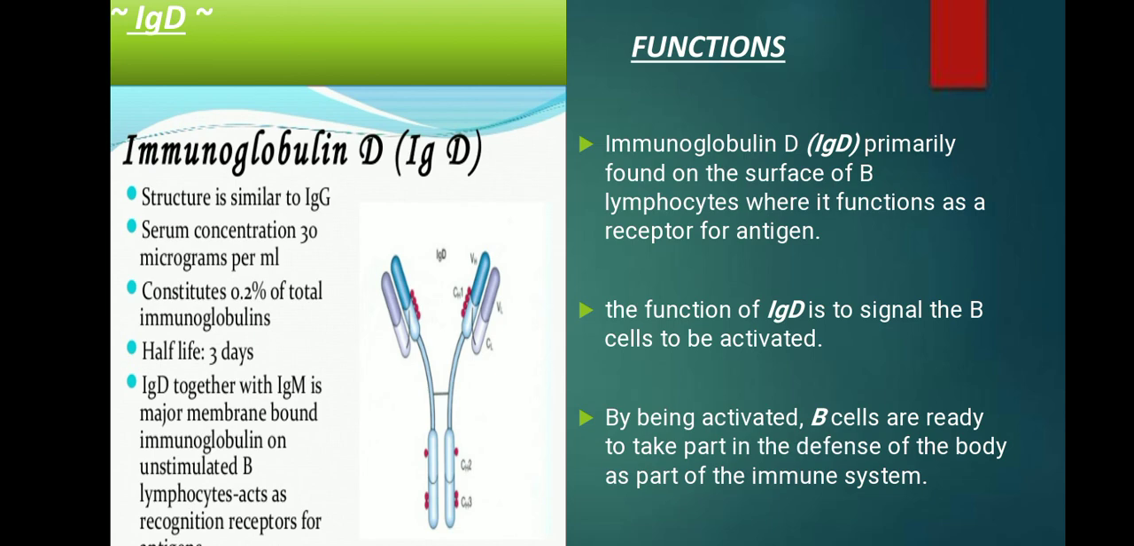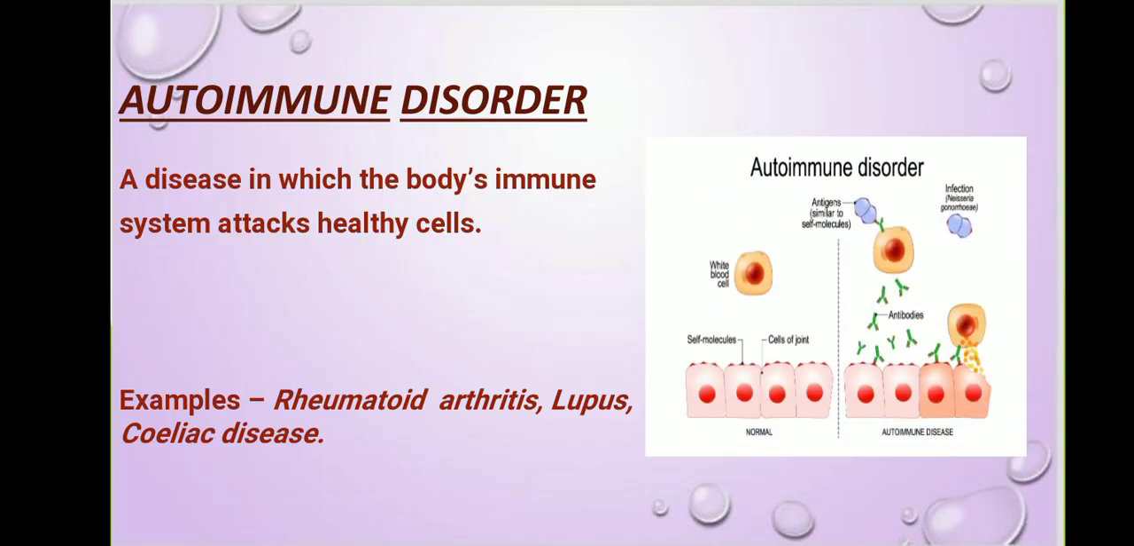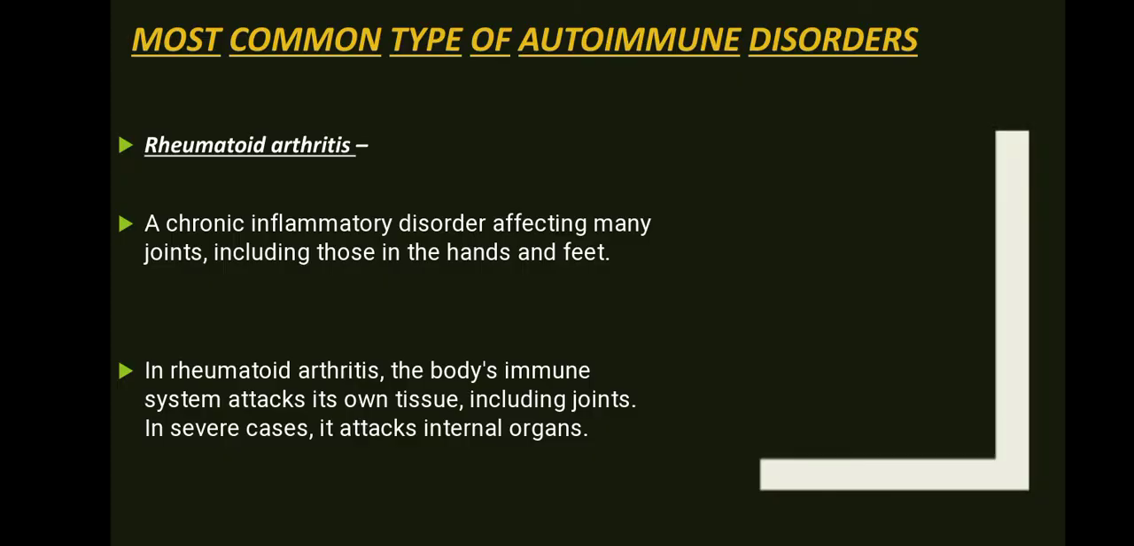Now we come to know about autoimmune disorder. Whenever antibody cannot identify antigen, it attacks our own protein cells, which causes diseases in our body called autoimmune disorders, like rheumatoid arthritis, lupus and celiac disease. In my seminar topic I put only one disorder, rheumatoid arthritis.